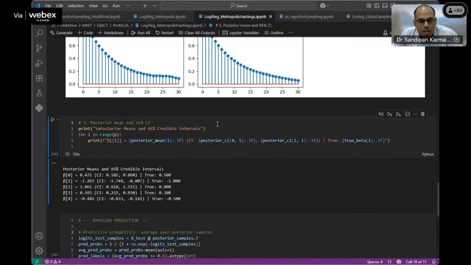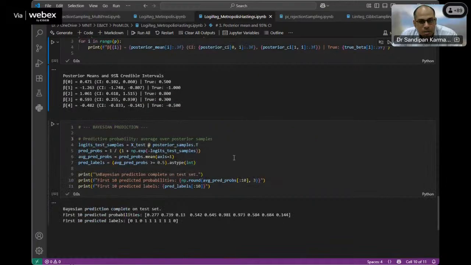So next is credible intervals. You can find out, and then based on the data set and the parameters you have estimated, you can predict for the new observation what the class will be. Okay, so this is logistic regression using Metropolis-Hastings.